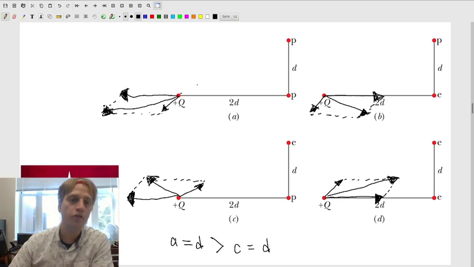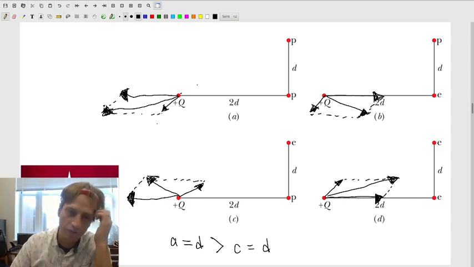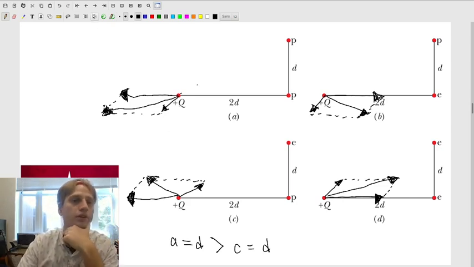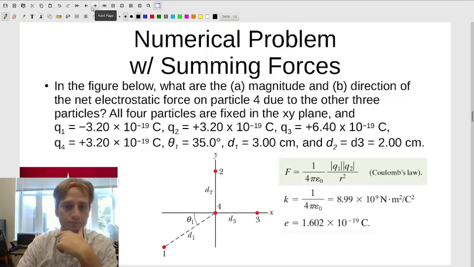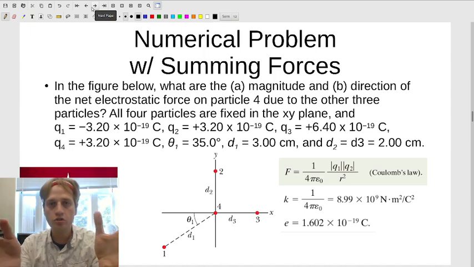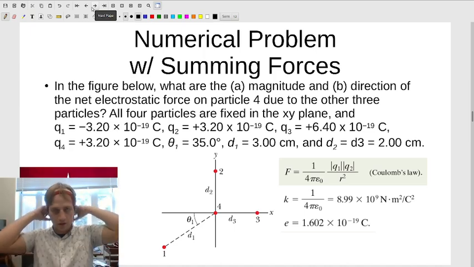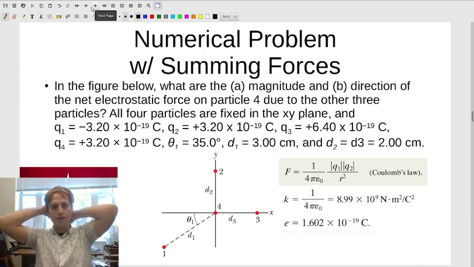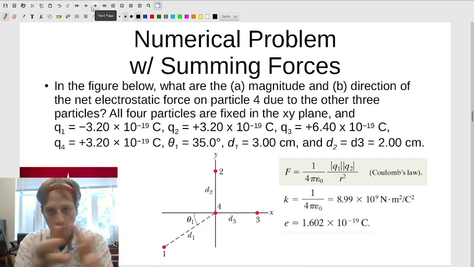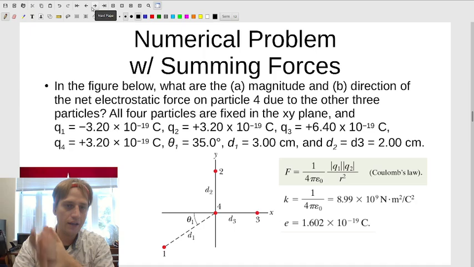Okay, so I've also given you an example like that for your homework, which I want you to think your way through. So those are two sort of conceptual level vector sum problems. Now I warn you, this problem is quite a headache.